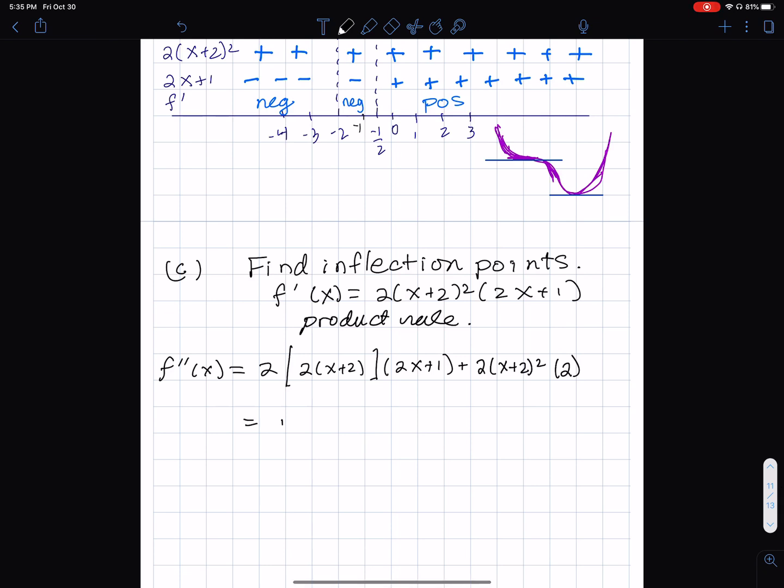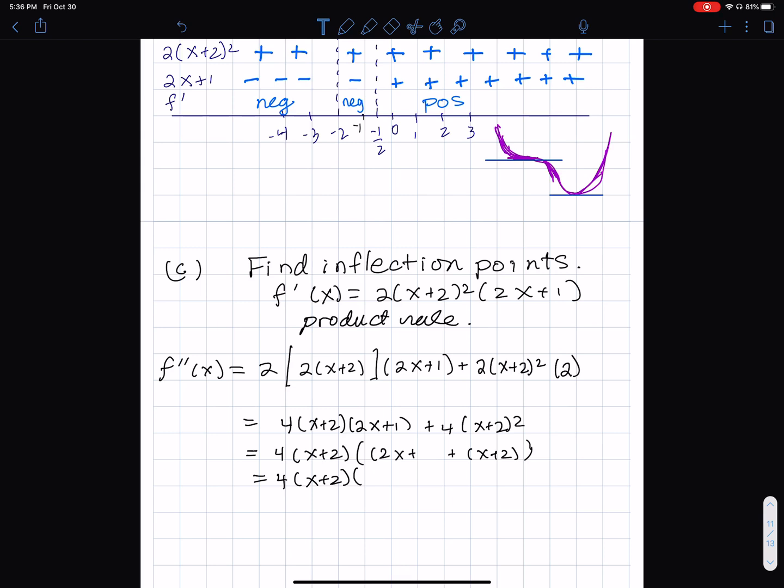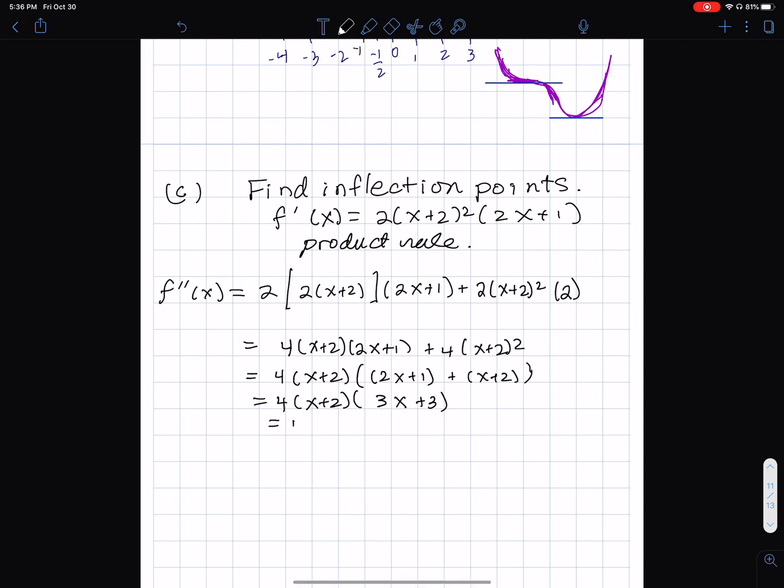I'm going to multiply 2 times 2 and get 4 times (x plus 2) times (2x plus 1) plus 4 times (x plus 2) squared. Now, if I multiply this out, this will be a quadratic, and I can just factor. But I notice that I can already, from the beginning, without multiplying it all out, factor a 4 out and an (x plus 2) out. So I think it makes it a little faster if I do that. And left behind is 2x plus 1 and an x plus 2. So that was at least 4 times (x plus 2). And then I have 2x plus 1 plus x plus 2. I have 2x plus x makes 3x. 1 plus 2 makes 3. And I can factor out a 3.